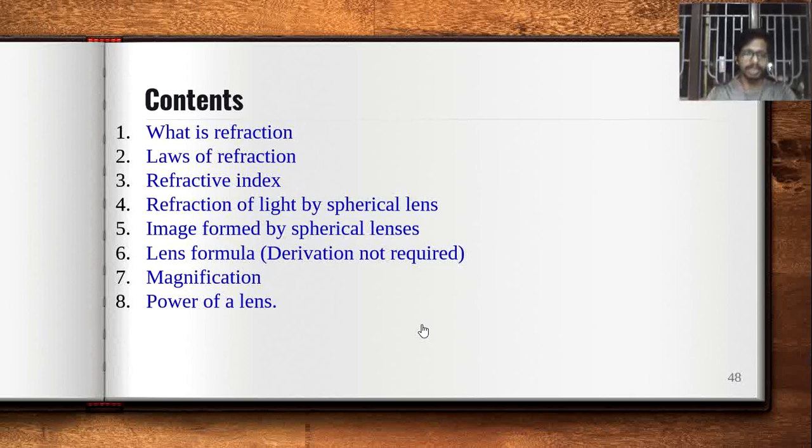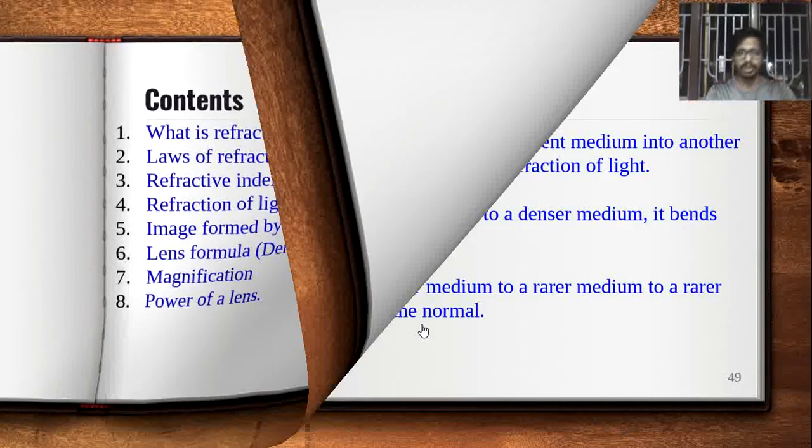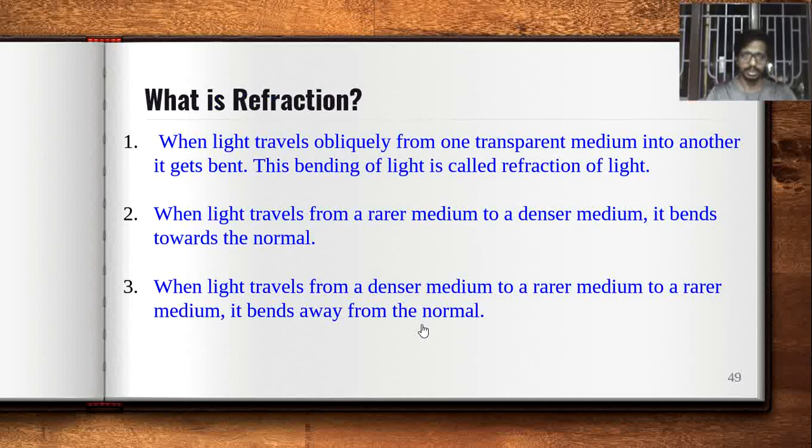But in today's lecture we'll discuss only the first three parts, that is what is refraction, laws of refraction, and then refractive index. In the next lectures we will discuss the remaining part. Okay, so what is refraction? When light travels obliquely from one transparent medium into another, it gets bent. This bending of light is called refraction of light.